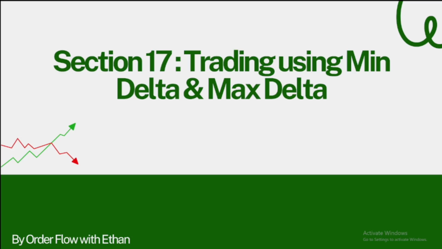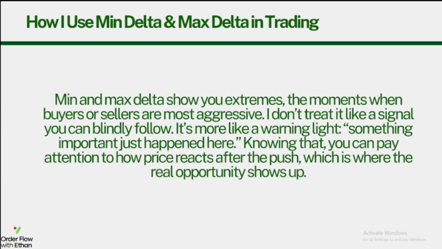So welcome to the 17th section in this channel, trading using mean delta and maximum delta. So how do I use them? Mean and max delta show you extremes, the moment when sellers and buyers are most aggressive, and I don't treat it like a signal you can blindly follow. It's more like a warning light. Something important just happened here. Knowing that, you can pay attention to how price reacts after the push, which is where the real opportunity shows up.